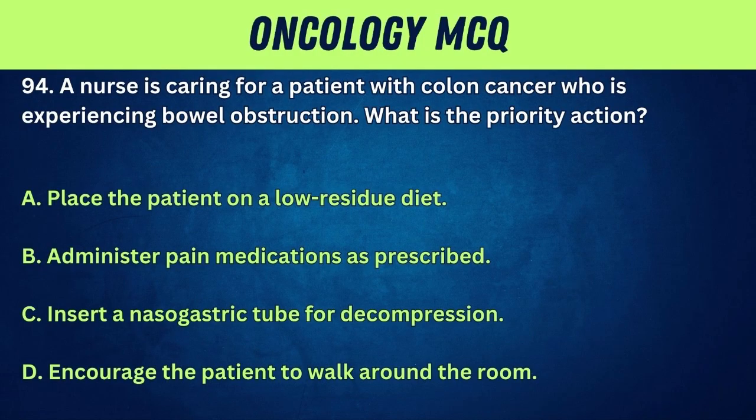94. A nurse is caring for a patient with colon cancer who is experiencing bowel obstruction. What is the priority action? A. Place the patient on a low-residue diet. B. Administer pain medications as prescribed. C. Insert a nasogastric tube for decompression. D. Encourage the patient to walk around the room.